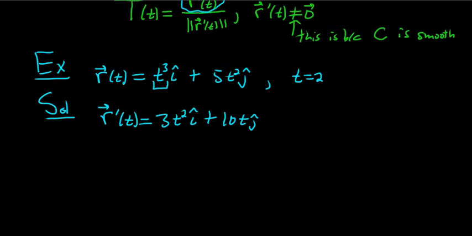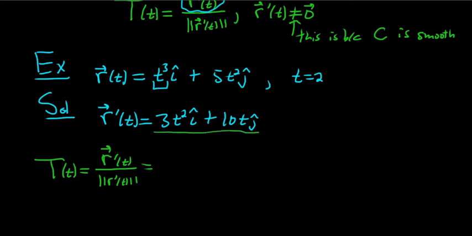Now we can construct T of t. So big T of little t, I'll write out the definition. It's r prime of t divided by the magnitude of r prime of t. Now we could have plugged in the numbers first, but let's just write this out. r prime of t is 3t squared i hat plus 10t j hat. This is a little sloppy because you're not supposed to divide vectors. Really, we're multiplying by a reciprocal here.